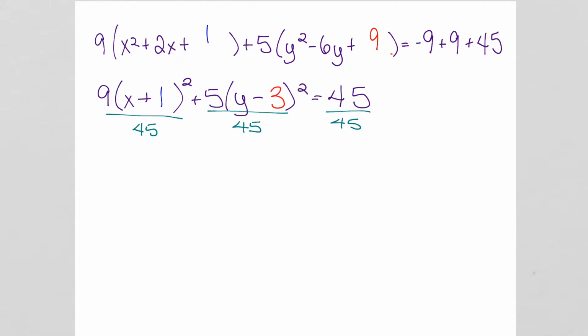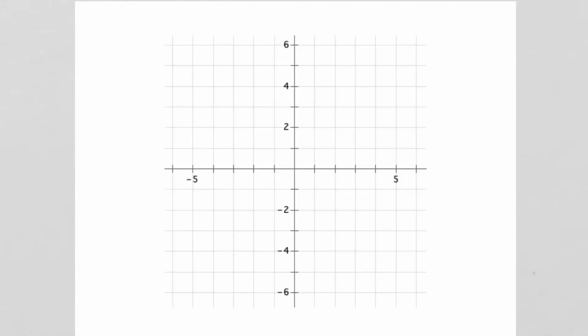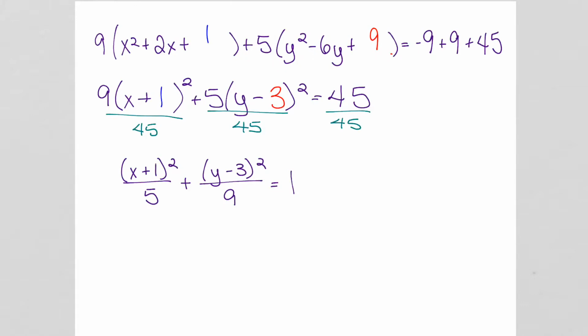9 divided by 45 is 1/5. So we have x plus 1 squared over 5. 5 divided by 45 is 1/9. So this is y minus 3 squared over 9 equals 1. So we have our equation. Once we have our equation, we can find everything we need to find. So I'm going to bring this over here.